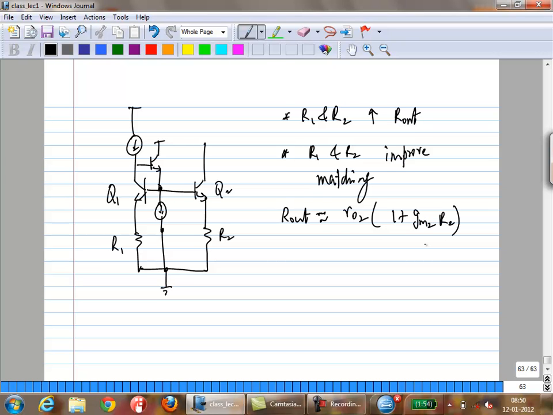And in this case, Rout is nothing but RO2 times 1 plus GM2 R2. It's very similar to the MOSFET case. Okay, it's approximately GM2 RO2 times R2.